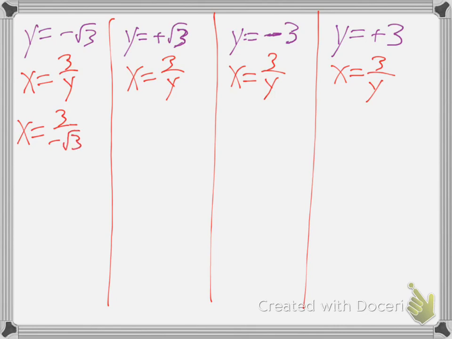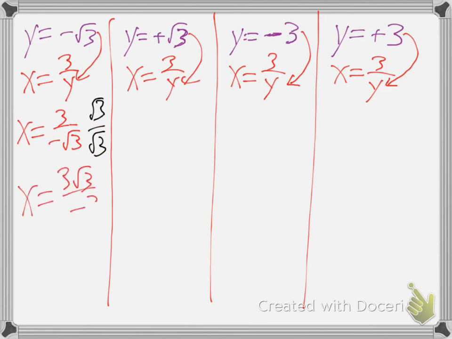So 3 over negative root 3. Just plug that in, plug that in, plug that in, and plug that in. Now, what do we do when we've got a root on the bottom? Yeah, multiply top and bottom by root 3, like that. And you get 3 root 3 over negative 3.